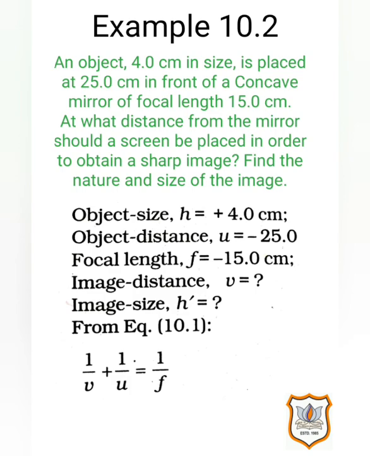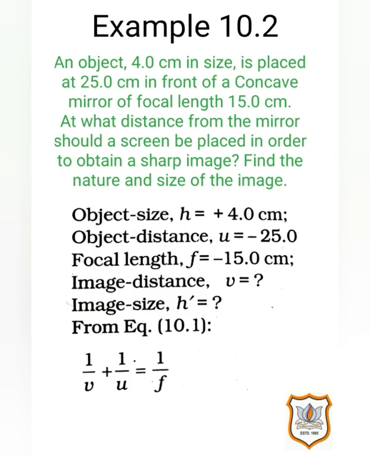So let us start. Here the object size is given. Object size, that means height of the object, will be equal to 4.0 centimeter, while it is placed at 25 centimeter in front of a concave mirror, and we know that according to the sign convention u, that means object distance, should always be on the negative side of the pole. So object distance will be minus 25.0 centimeter.